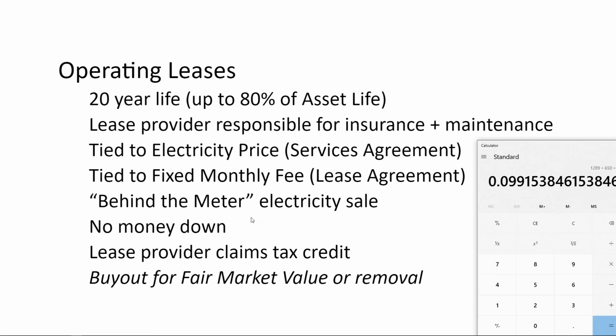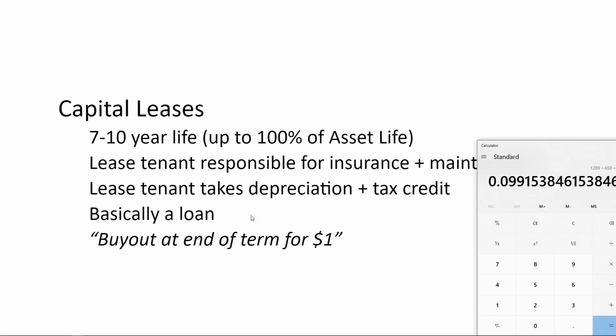Operating leases can be had for no money down. Capital leases need some money down. The lease provider claims the tax credit and depreciation, and at the end of the project, either there's a fair market buyout of the project or the operator removes the asset. Capital leases are more like loans.